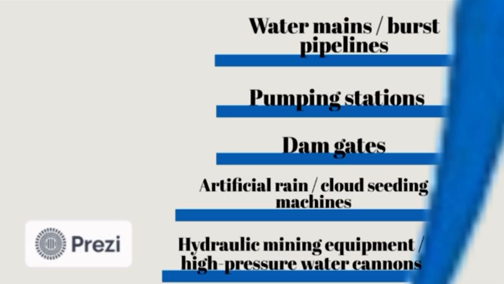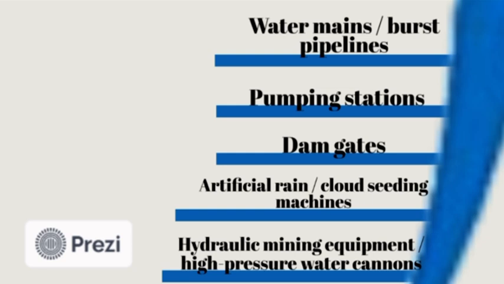First, the water mains or burst pipelines. Massive breaks in municipal water systems can flood streets and basements. Second is pumping stations. Pumping stations used in flood control or irrigation, if sabotaged or overwhelmed, can push water into areas that should remain dry. The third one, dam gates or spillways. If the gates of a large dam are suddenly opened, intentionally or by malfunction, huge volumes of water can be released downstream, causing catastrophic flooding.